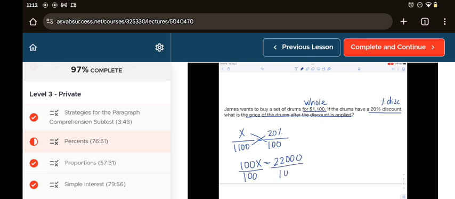I divide by 100 because I want to cancel this out and get the x by itself. And here, I'm going to eliminate 2 zeros, top and bottom, because that's what they have in common. And I'm left with 220 over 1, which is just 220. So just a quick reminder, this is our discount. Now that we've done that, we're going to subtract to be able to get the price.